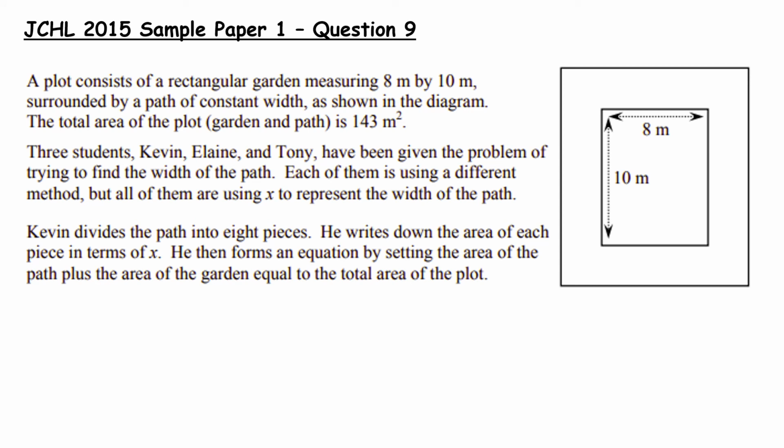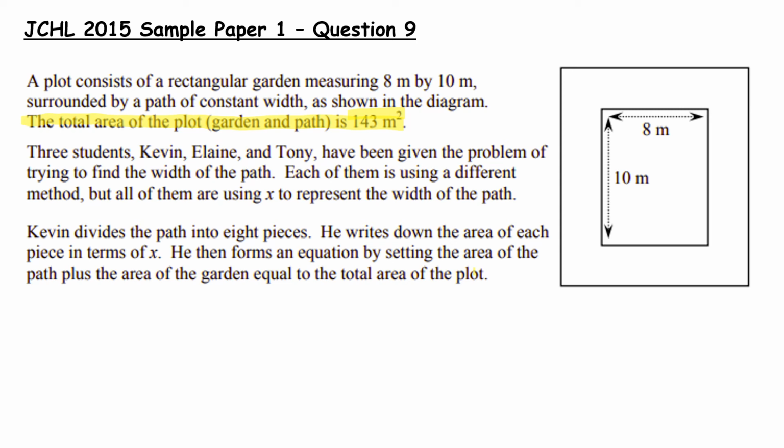So the next question is the Junior Cert Higher Level Paper 2015. This was from a sample paper. A plot consists of a rectangular garden measured 8 by 10, surrounded by a path of constant width as shown in the diagram. The total area of the plot is 143 meters squared. So remember, we're looking at the diagram, we're comparing it to what information we've been given, and we are highlighting or pointing out or really noticing anything that's not given on the diagram.